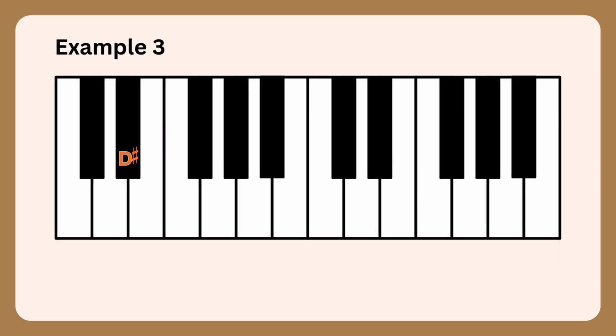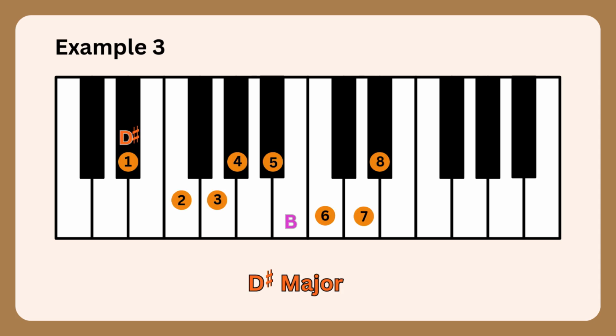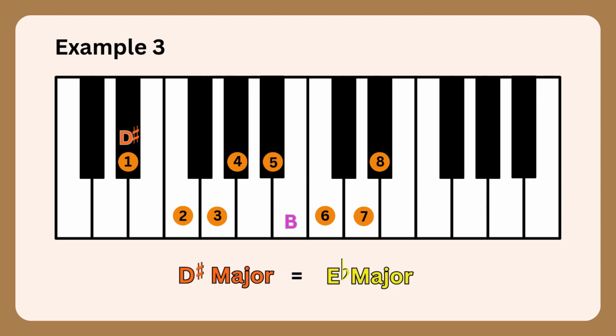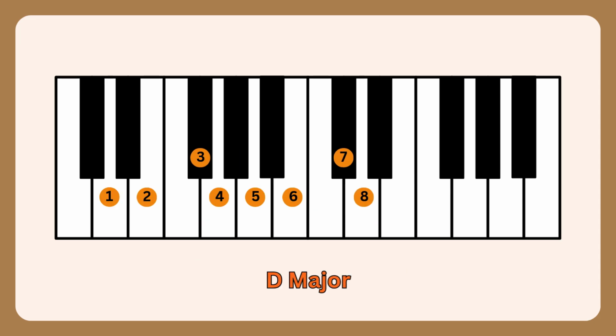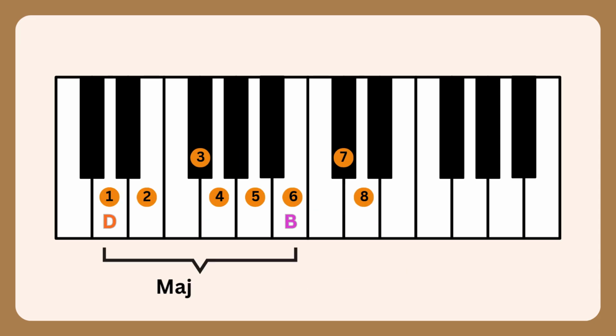Example 3, D sharp to B. D sharp major is a tricky key. It is the enharmonic equivalent of E flat major, but we can't use E flat major here. So here's what to do. 1. Start with D major. From D to B is a major sixth.